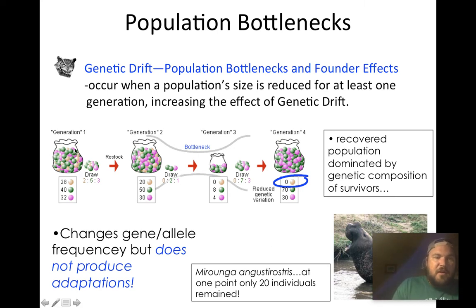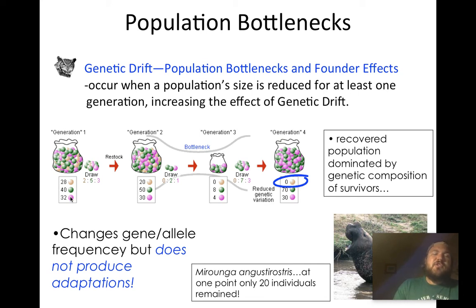Let's see what happens when we have a population bottleneck. Let's start with 100 marbles, okay, in a bag. And there's a certain number of colors, and these colors represent genetic variation and their market share. So we have 28 white, 40 green, and 32 pink or red.